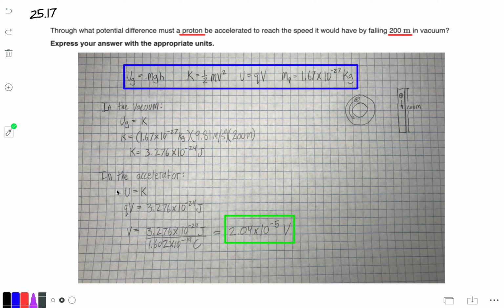Now in our accelerator, we have our electric potential energy, and we can set this equal to our kinetic energy. We can define our electric potential energy as our charge multiplied by our electric potential, and then solve for the electric potential. Since we're working with protons, we use the proton charge here, and we just plug it into our equation, and we get 2.04 times 10 to the -5 volts.